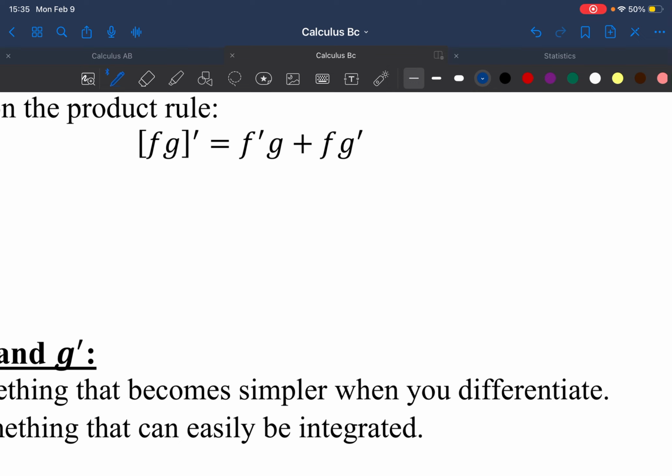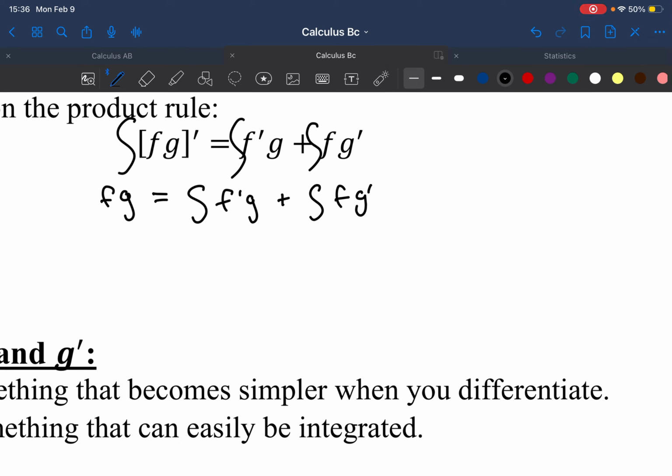So for our integration, we want to get this in terms of f prime and g. So I need to get f prime and g by itself after I take the integral of everything. So for example, if I was to integrate each part, I would have f times g, because the integral and the derivative cancel, is equal to the integral of f prime g plus the integral of f g prime. Okay.